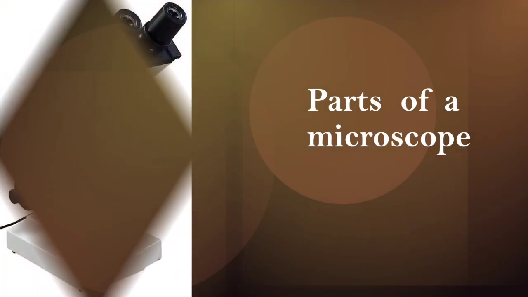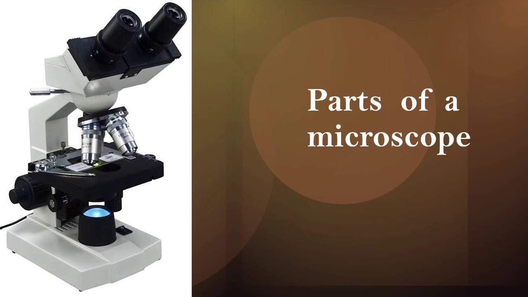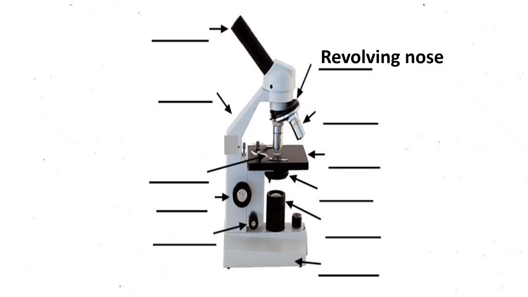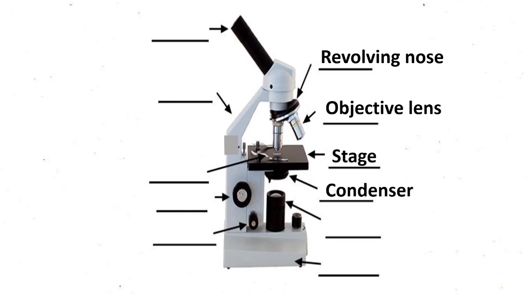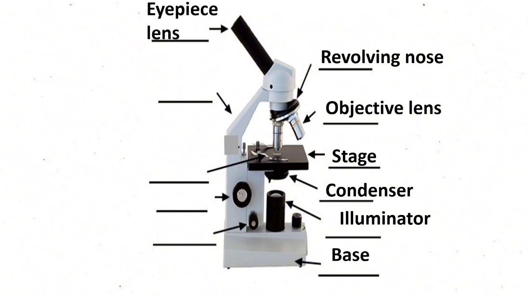Let us look at the parts of the microscope and their functions. Let's look at them one after the other. We have looked at the revolving nose piece, the objective lens, the stage, the condenser, the illuminator, the base, the eyepiece lens. I've said that several times, so by now you should be able to remember that.